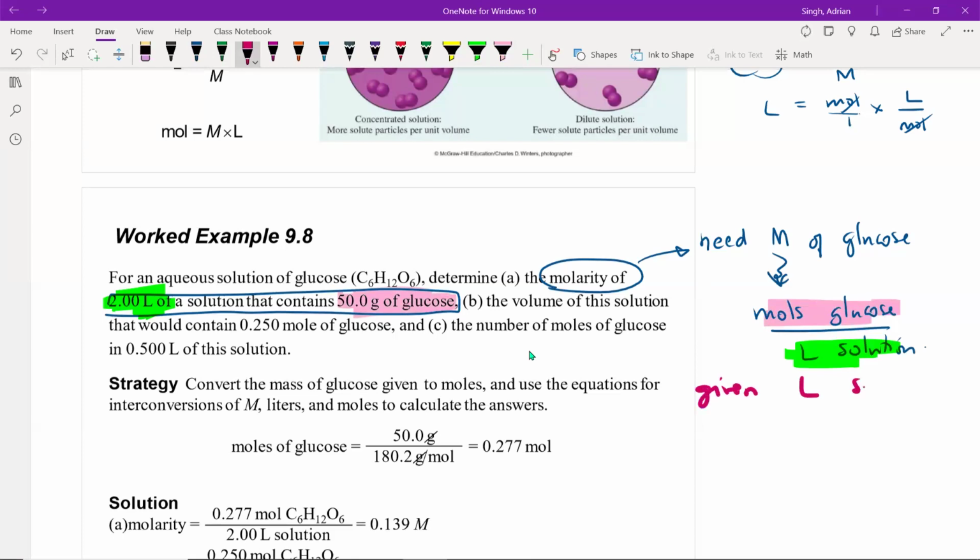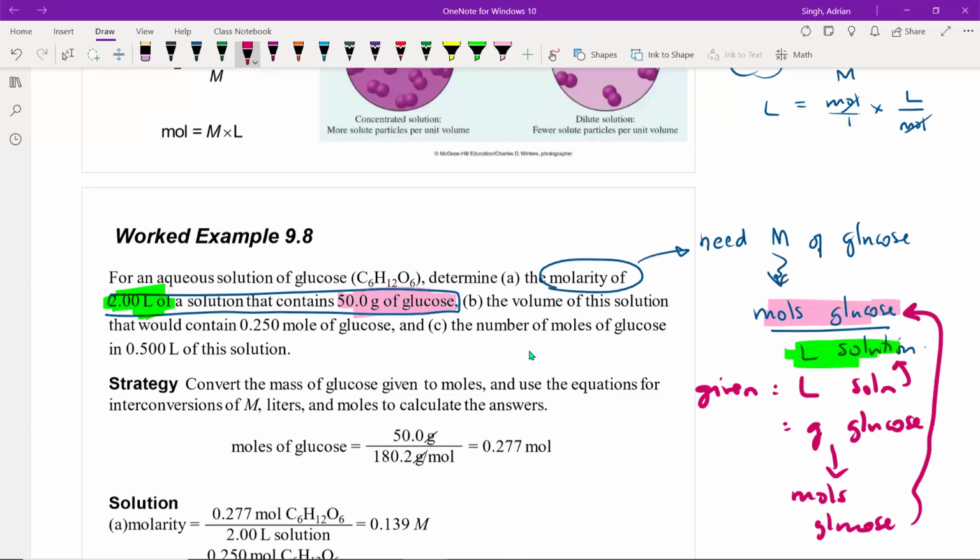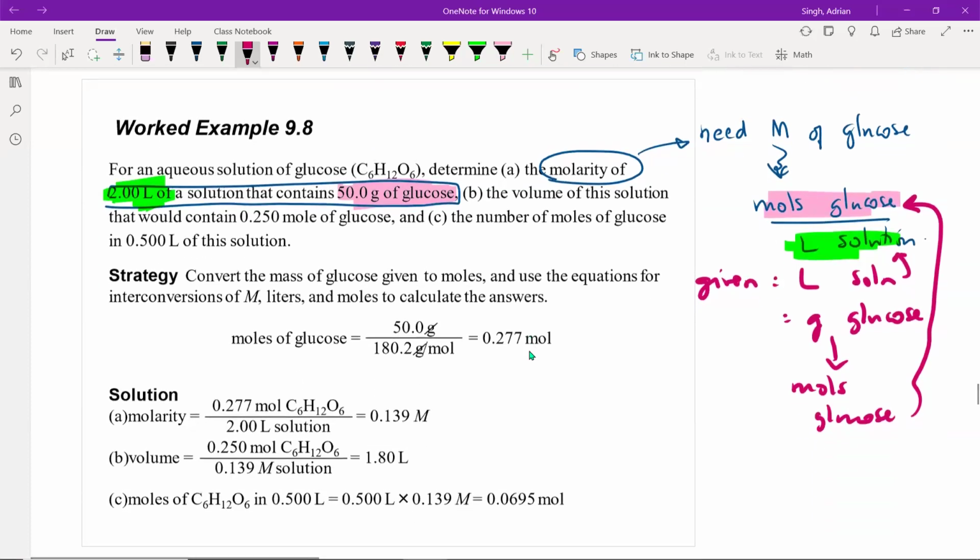Can we convert grams? We're given liters of the solution, which can just be substituted. We're given grams of glucose. At this point, we should be able to convert grams to moles of glucose, and then substitute this back into our relationship. To convert from grams to moles, we use the molar mass of glucose. We add that together and get about 180. So we divide by the molar mass and get 0.277 moles.